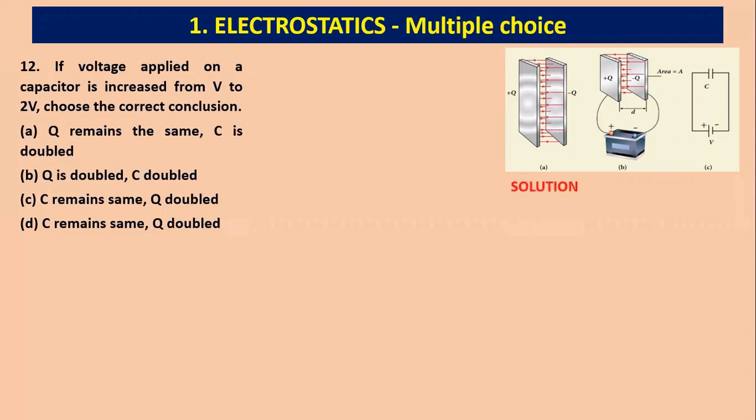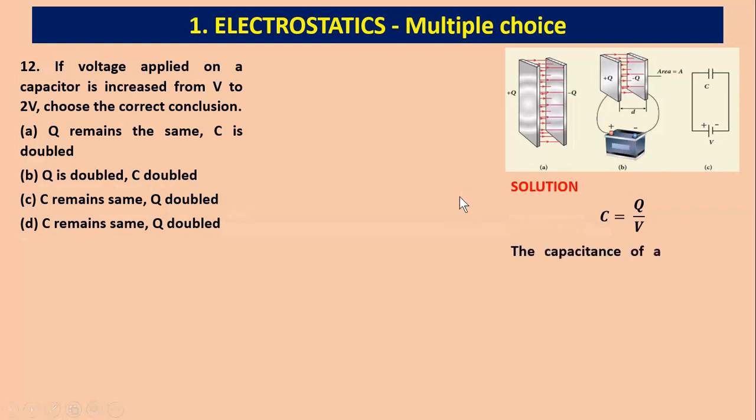So let us go for the solution. We know that C equals Q by V. For a particular capacitor, the C value is constant. When you increase the voltage, the charge will increase. When you decrease the voltage, the charge will decrease in the plate. So on doubling the voltage, the charge will also be doubled to keep the capacitance constant. So we can go for option C: C remains the same, Q doubles. Option C is correct here.